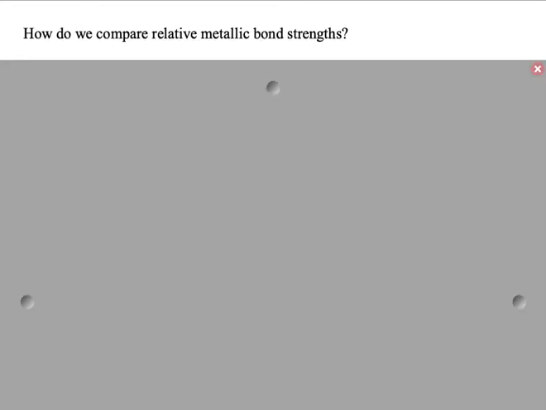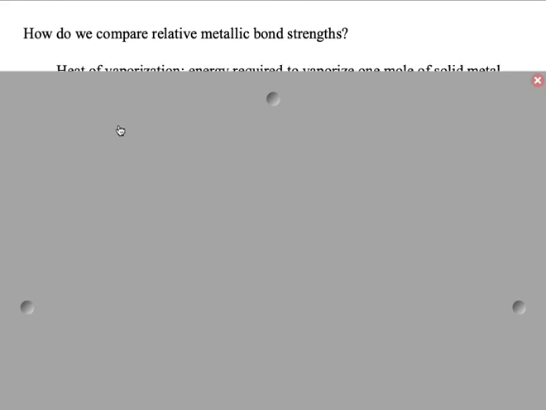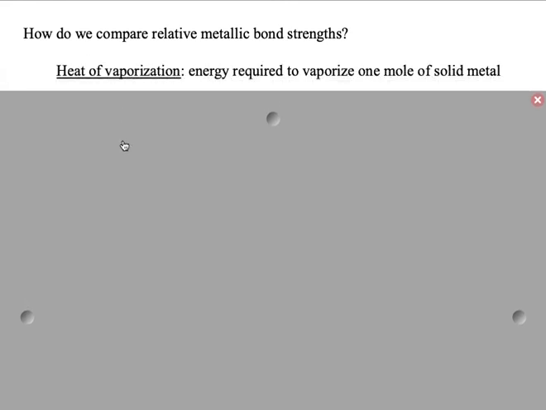Finally, can we compare the relative strengths of metallic bonding in different metals? We can, and for that we're going to use a quantity called the heat of vaporization. The heat of vaporization is the energy that you have to put in order to completely evaporate 1 mole of a solid metal. It is possible to evaporate metals, and you can measure the amount of heat that takes, and that is a measure of the strength of the metallic bonding. Obviously, the stronger the attraction between the metal atoms, the more energy it's going to take to separate them, and the higher the heat of vaporization.